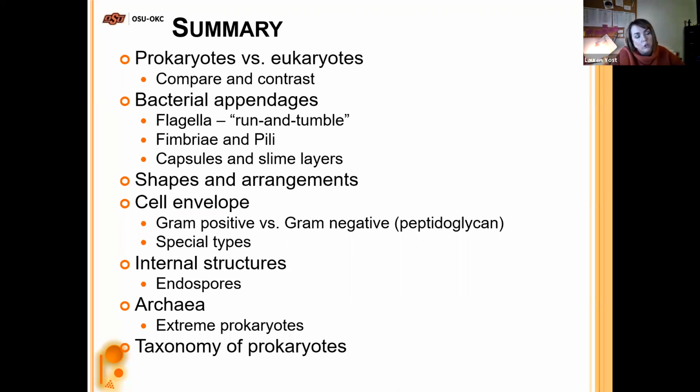Then we have internal structures. We discussed quite a bit about the endospores. We talked about archaea and where they live in the extremes. And then we talked a little bit about the taxonomy. I feel like we didn't touch too much on that, the firmicutes and all of that. So yeah, that's that for chapter 4.